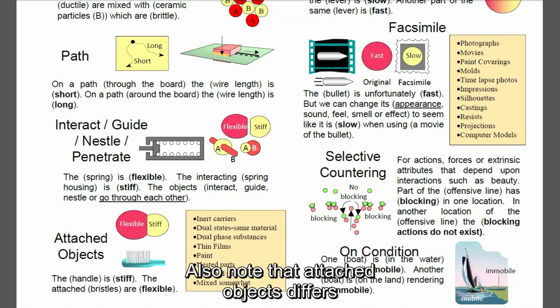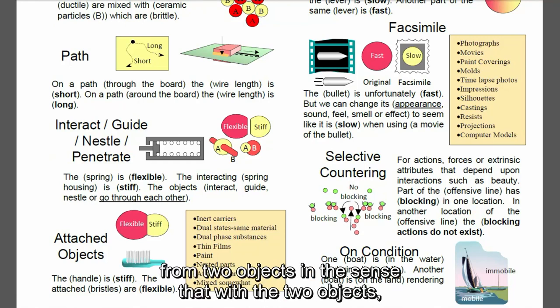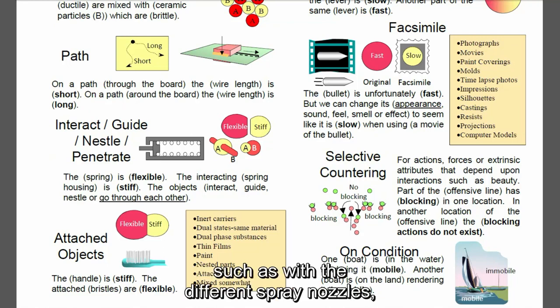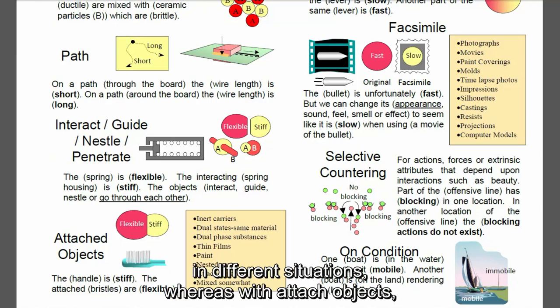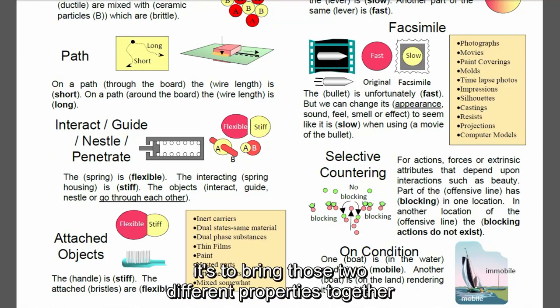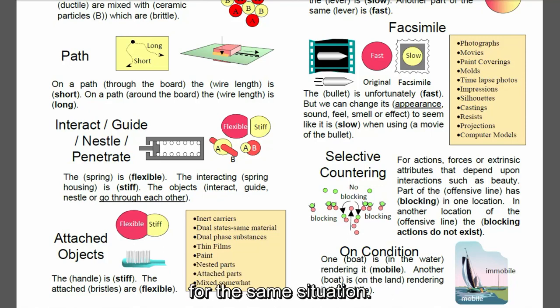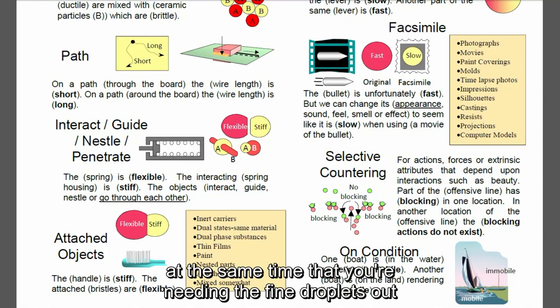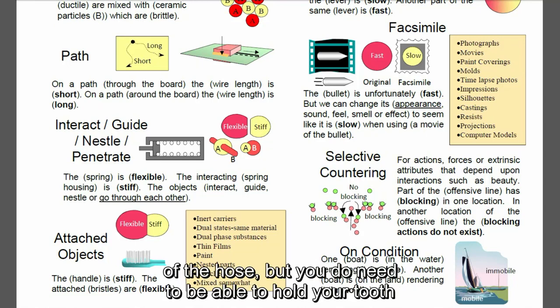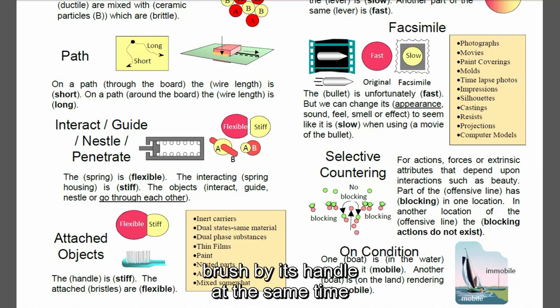Also note that attached objects differs from two objects in the sense that with the two objects, such as with the different spray nozzles, we're using them for different applications in different situations, whereas with attached objects, it's to bring those two different properties together for the same situation. So you're not needing the heavy droplets out of the hose at the same time that you're needing the fine droplets out of the hose, but you do need to be able to hold your toothbrush by its handle at the same time that its bristles are cleaning your teeth.